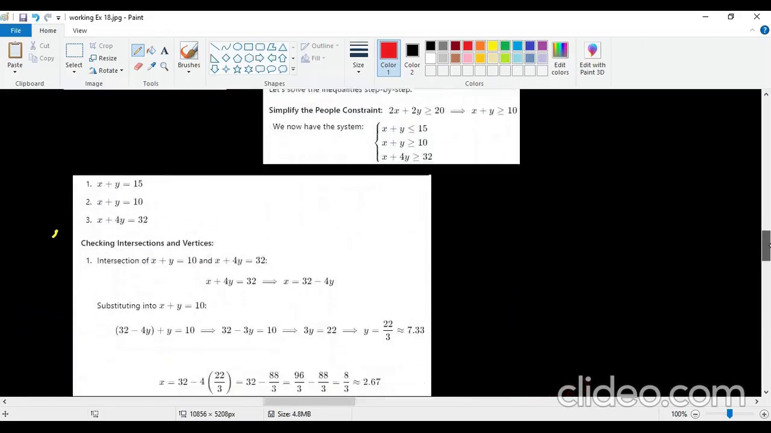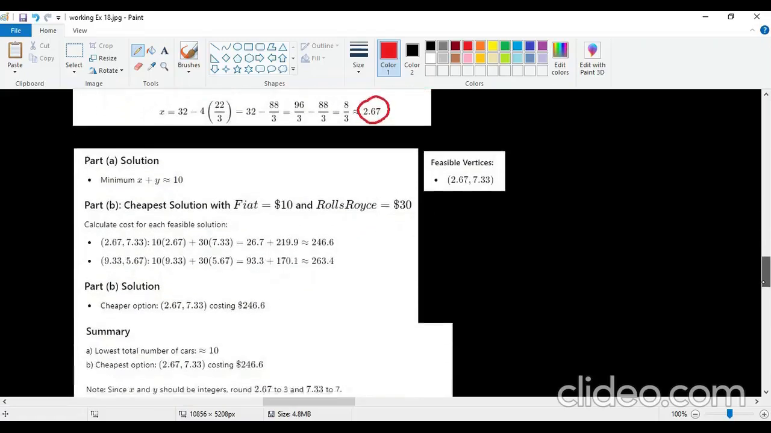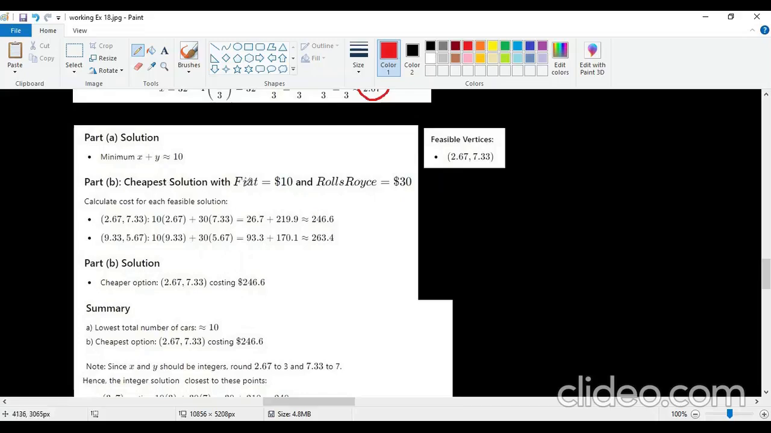Okay, now once we put these values in, look at this one. Mathematically, we are taking these two equations, x plus y equals 10 and x plus 4y equals 32. In here, we are going to get the y value as 7.33 and the x value as 2.67. So now the cheapest option available is going to be 2.67 and 7.33. So this option is the best option he should go for.